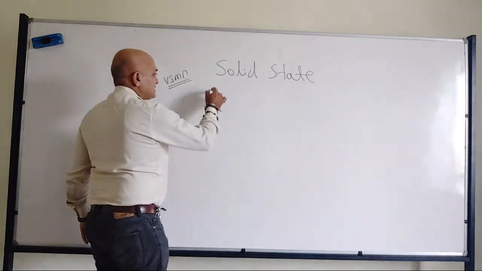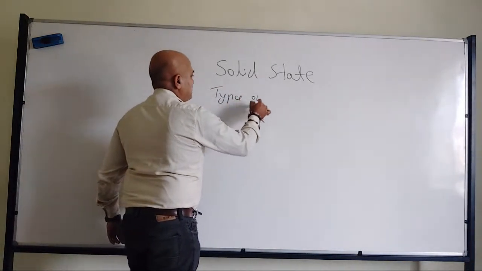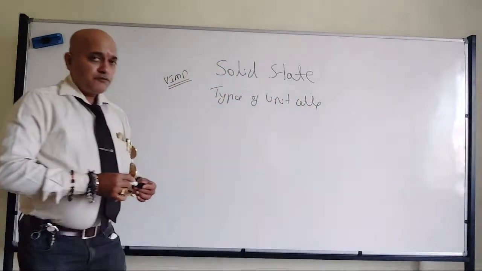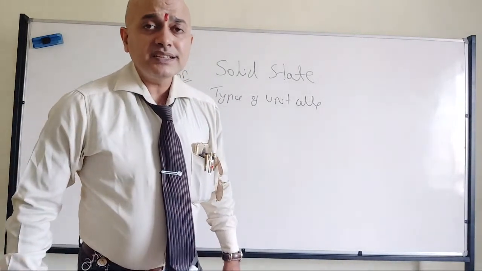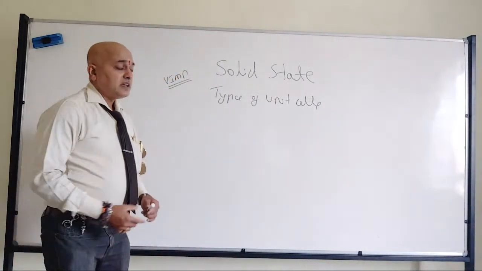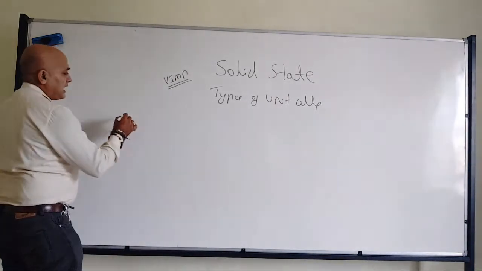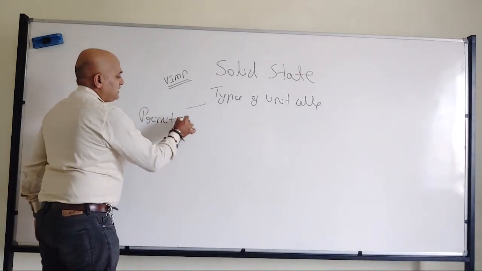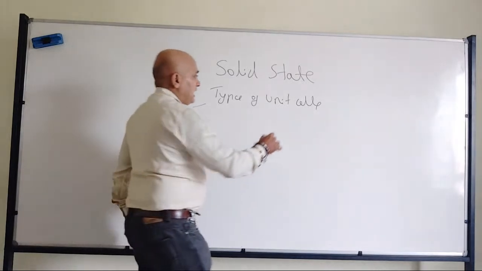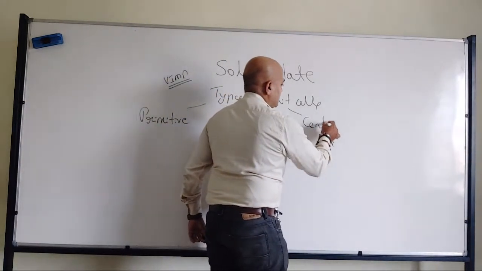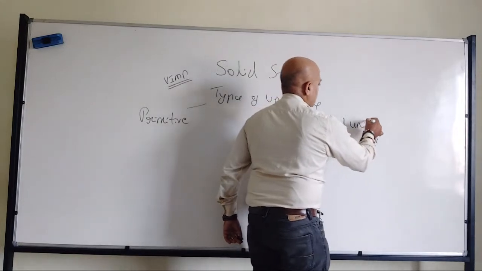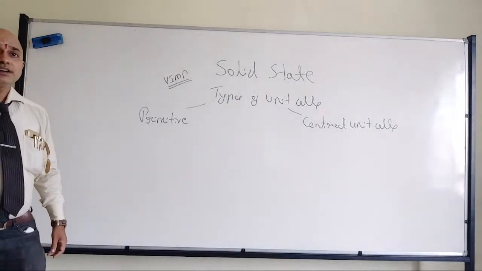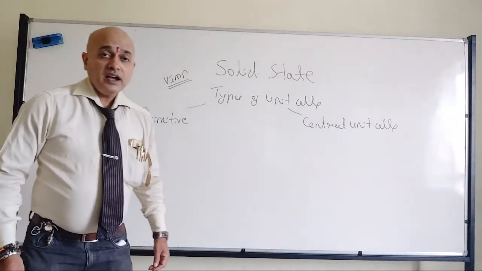That means once again I am talking about types of unit cells, but that is not based on the shape. Whatever I will be telling now is not based on the shape. Okay? Now, when I am talking about types of unit cells, we have one as primitive unit cells, and another one as centered unit cells.